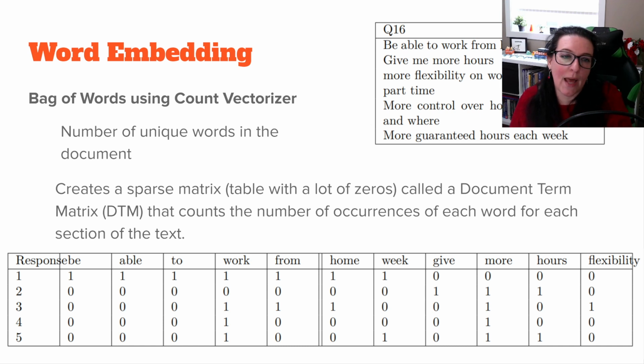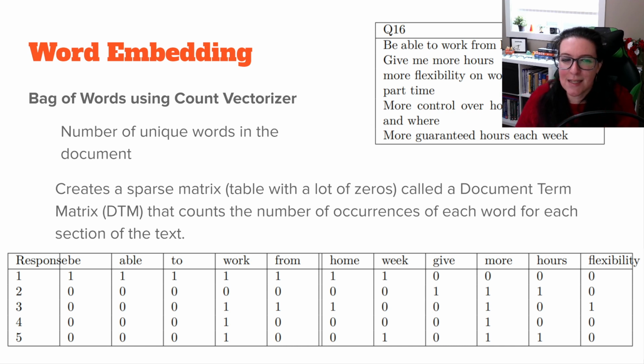So the first one we're going to look at is called bag of words using count vectorizer. What this does is look at the number of unique words in a document. So if we're looking at our bargaining survey, for example, and we asked an open-ended question, question 16, and we got responses like being able to work from home once a week, give me more hours, more flexibility on work from home, more control over how I do my work, and so on. We could use the bag of words using count vectorizer to identify unique words in the document. Are people using the same words?